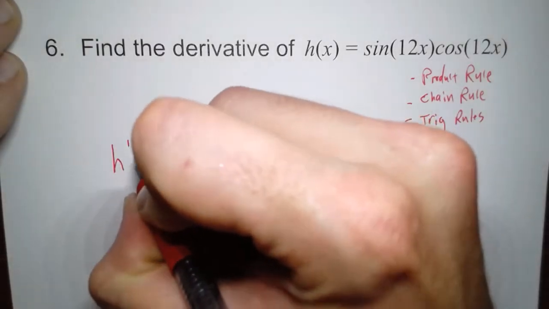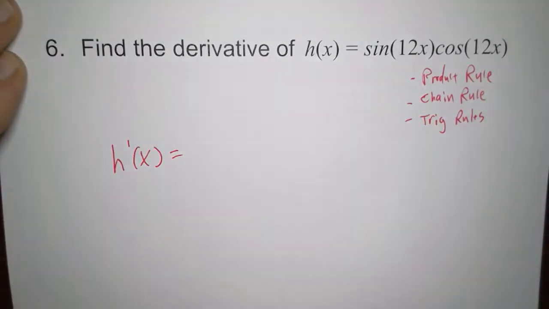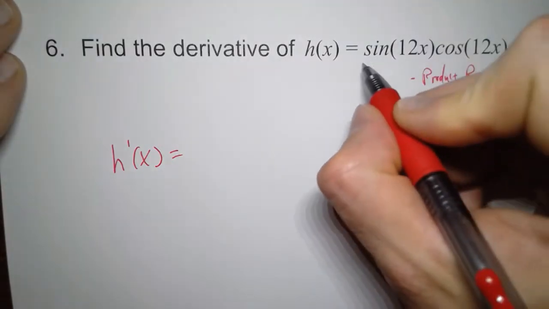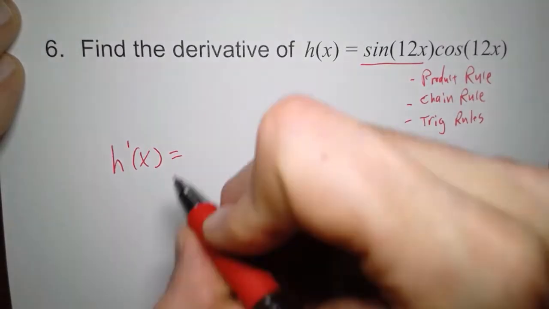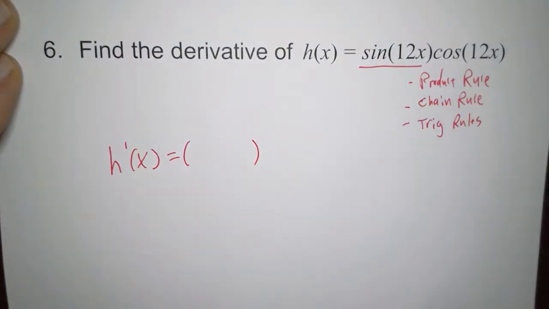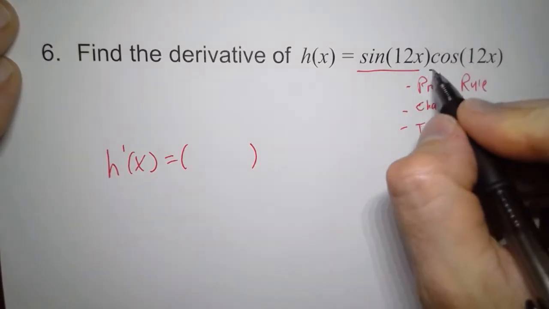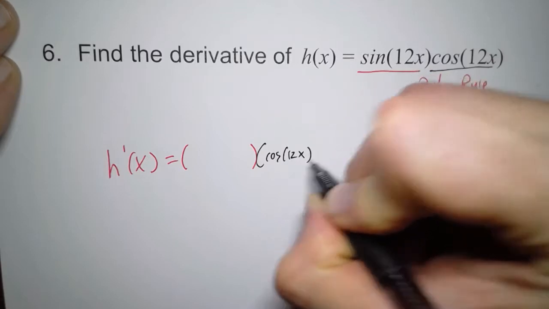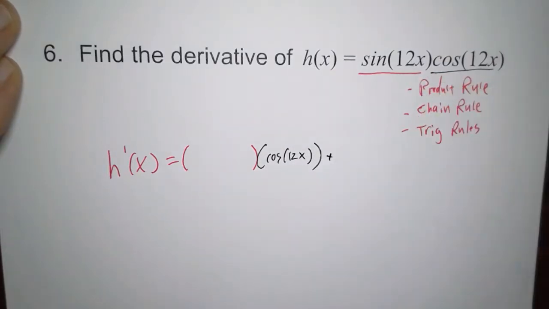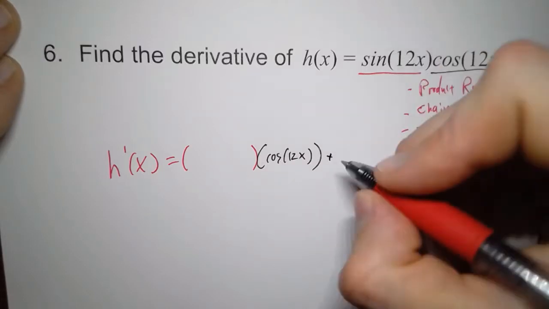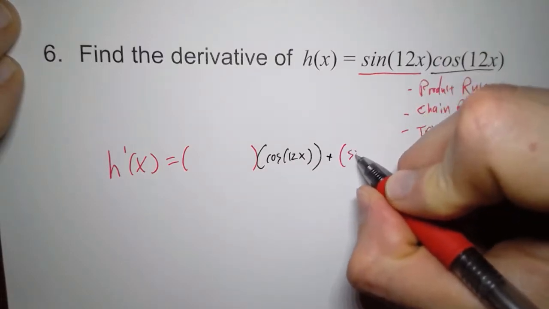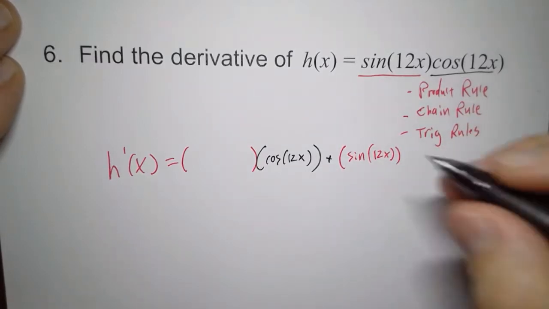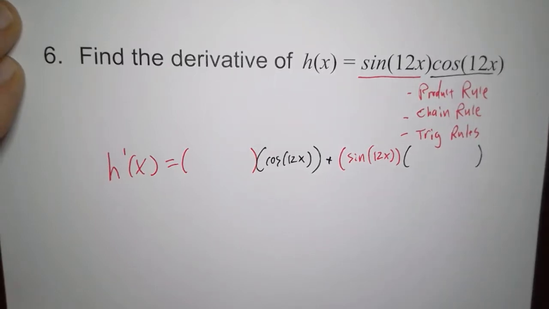So we have h prime of x. That's going to equal, so product rule says we take the derivative of this. So like a previous problem, we're going to leave that as red. We're going to leave that blank. And then we're going to multiply by the second part, which is cosine of 12x. Plus, and then we leave the first term alone, so sine of 12x times the derivative of cosine of 12x.